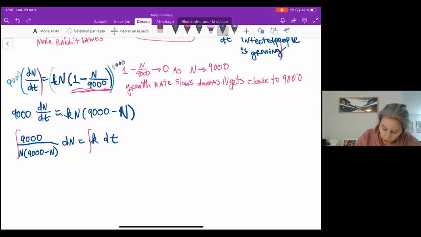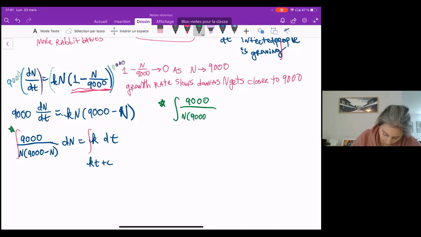And over here, that's pretty straightforward. It becomes kt plus a constant. But over on this other side, let's call this star, how would I do this integral? And the answer is partial fractions. I have a polynomial over a polynomial, a rational function. I have 2 linear factors in the bottom. So we're just going to do a partial fractions decomposition.